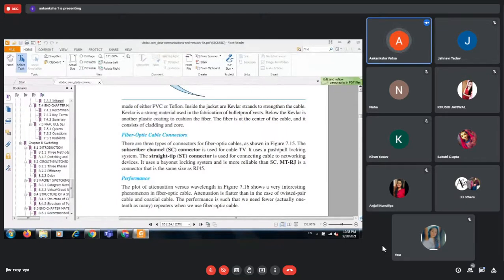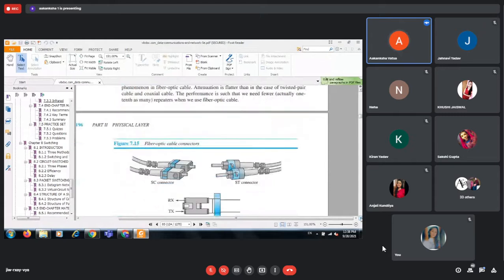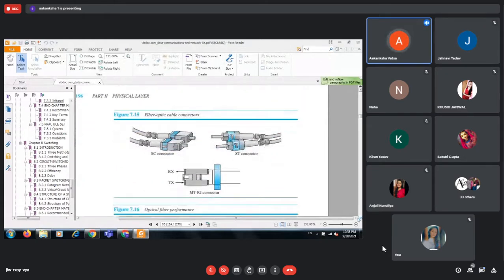So you can see here, figure 7.15. The SC connector is of this type on the top left corner. And then you have the ST connector, you can see this on the top right corner. And on the bottom you can see the MTRJ connector has two points, one is RX and another is TX. RX, TX is receiver and transmitter. RX is for receiving and TX is for transmission. So this is basically the MTRJ connector.